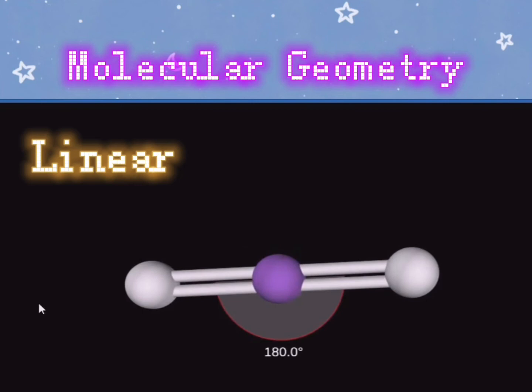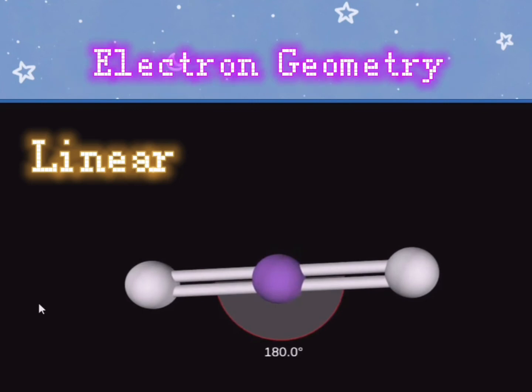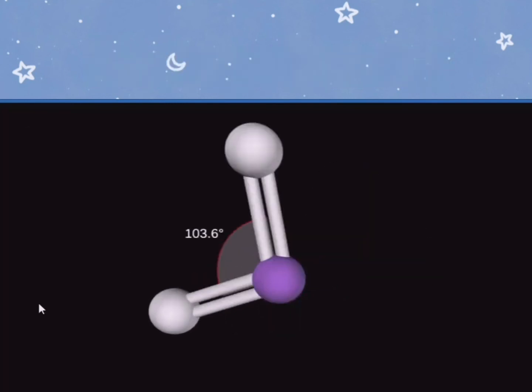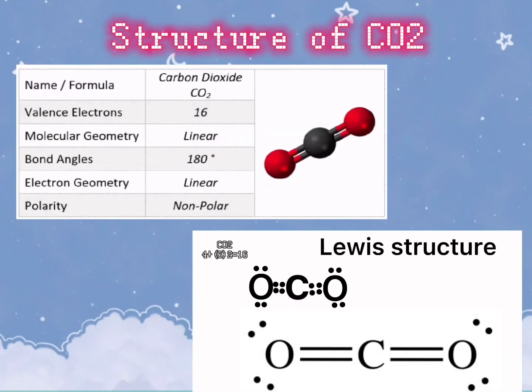And for the electron geometry, it will still be linear since there's no lone pair on the central carbon. Once again, carbon dioxide has 16 valence electrons, has a linear molecular and electron geometry, a bond angle of 180 degrees, its polarity is nonpolar, and again this is the Lewis structure.